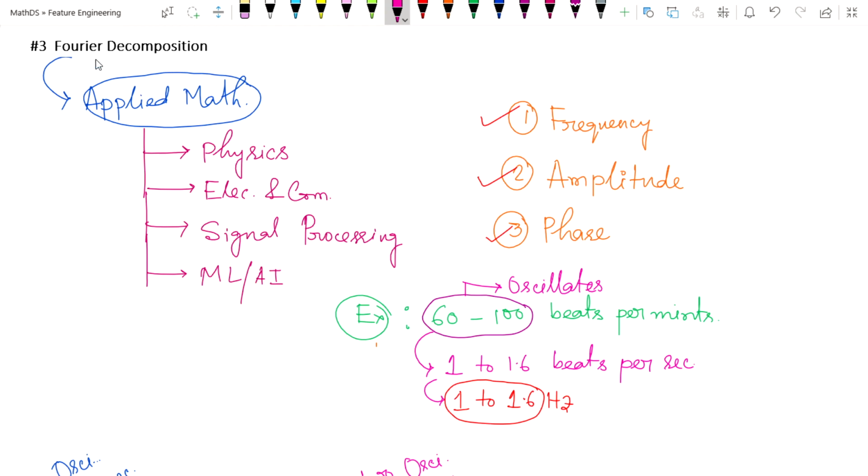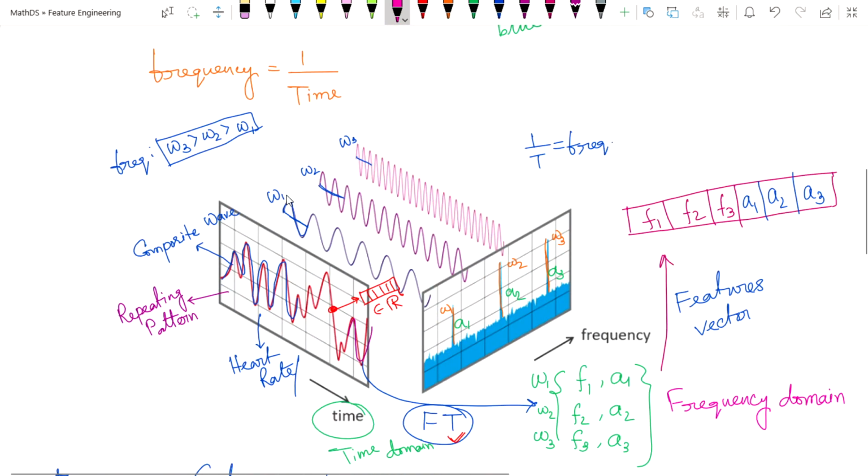The Fourier decomposition helps us. This is the main important point in machine learning. I think you got the idea of how these things help us convert data to feature data.